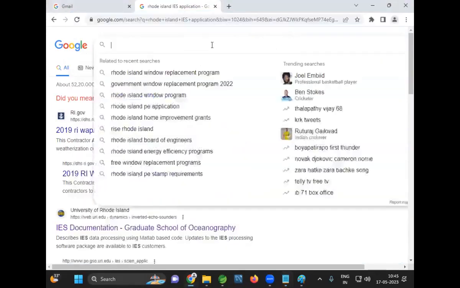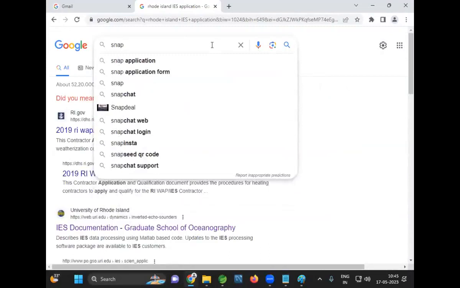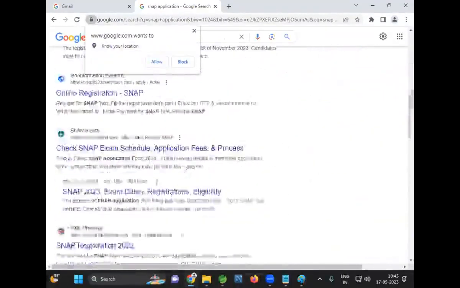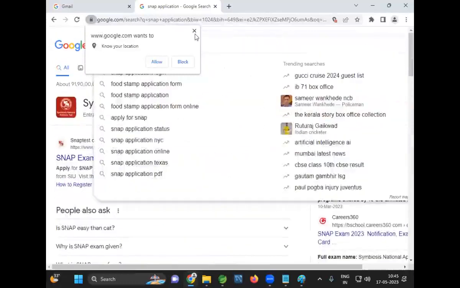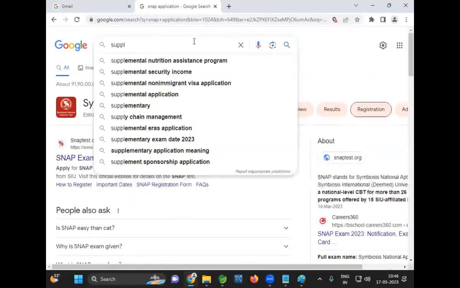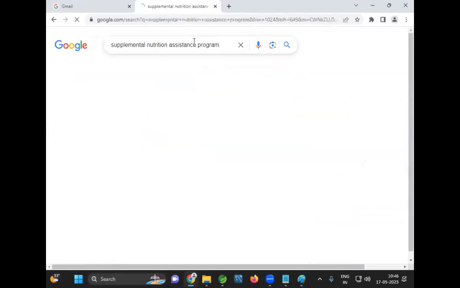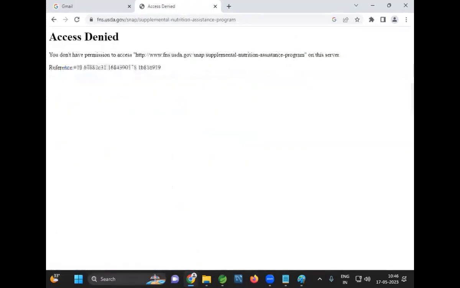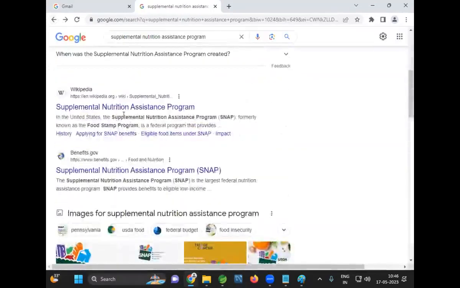We can check that on Google also. SNAP application. Supplemental Nutrition Assistance Program. Whatever I am discussing, everything is available on the internet. That means it is a real project, not a project I created. We worked on this project in the company. Let me go to Wikipedia.